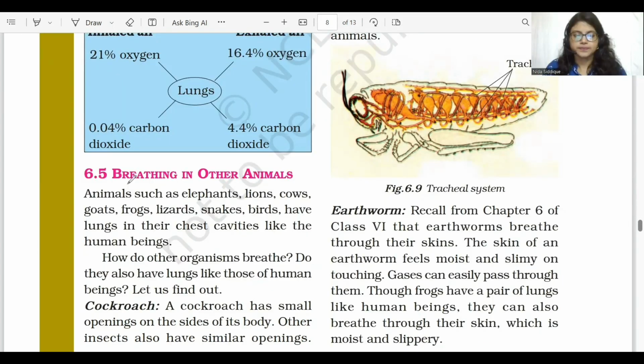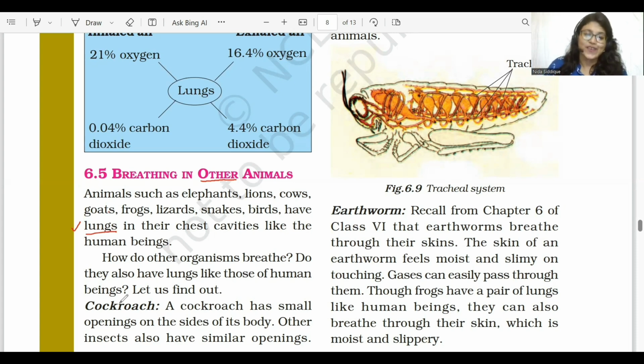Now, let us learn about breathing in other animals. There are animals like elephants, lions, cows, goats, frogs, lizards, snakes, and birds. They have lungs in their chest cavity, just like human beings, and as a result, they are able to breathe with the help of their lungs. Now, how do other organisms breathe? Do they also have lungs like human beings? There are various other organisms, such as cockroaches and earthworms, that do not possess a pair of lungs. So let us understand how these organisms are able to breathe.